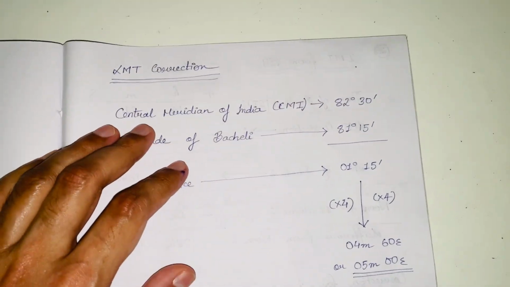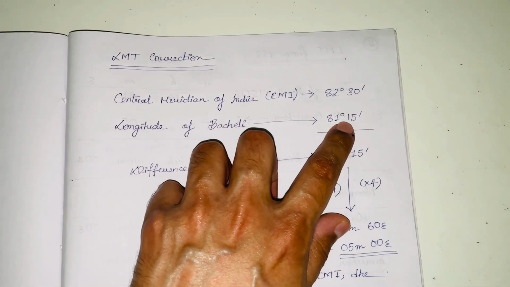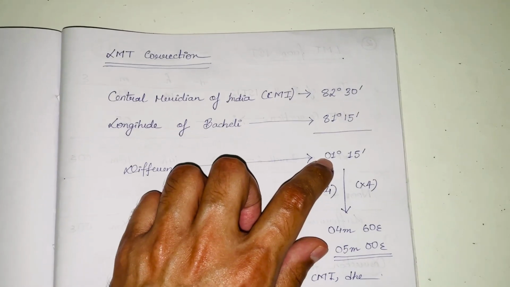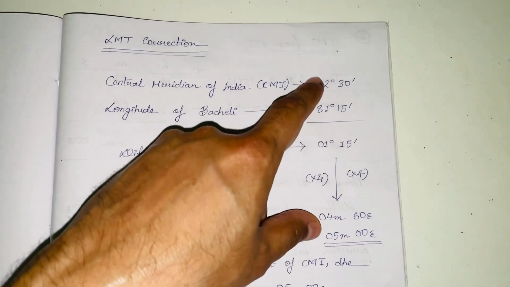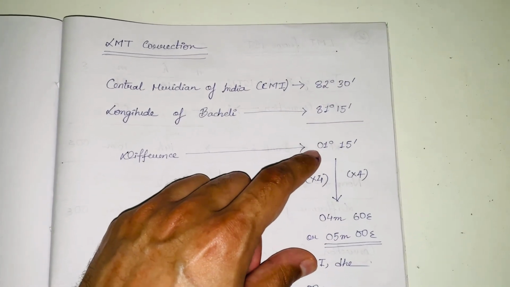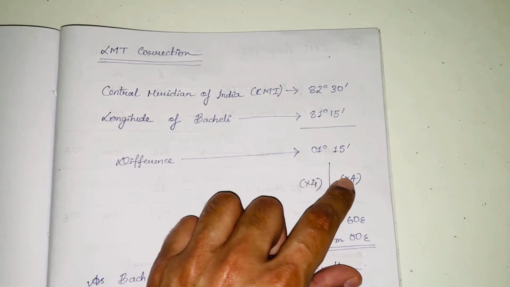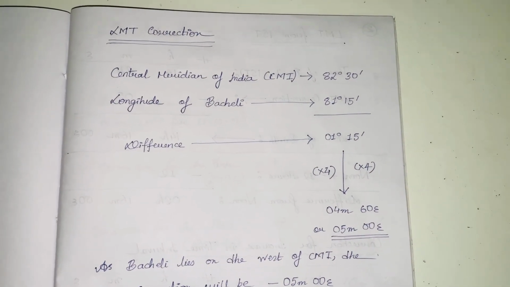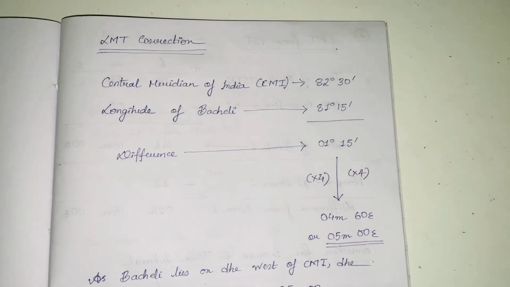This minus this, 82 degree 30 minutes minus 81 degree 15 minutes. What is the value that you are getting? It is 01 degree and 15 minutes. This is the difference. Now what you need to do, you have to multiply 1 degree by 4 and multiply 15 minutes by 4 in order to arrive at the time value of minute and second.